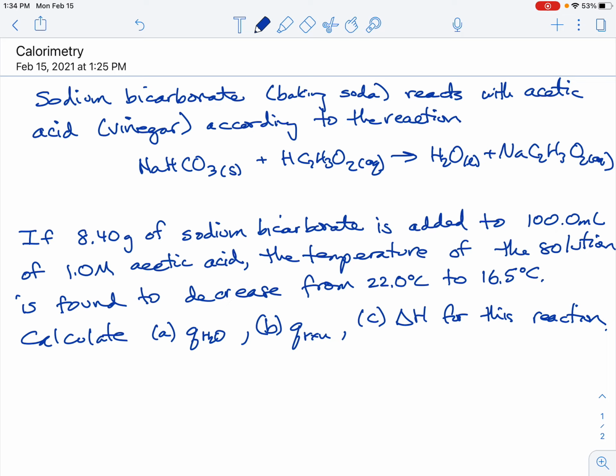So the setup is that sodium bicarbonate, which we also call baking soda, will react with acetic acid, aka vinegar, according to the reaction that I gave you here. This is the full reaction, and it's already balanced. All right. If 8.40 grams of sodium bicarbonate is added to 100 milliliters of 1.0 molar acetic acid, the temperature of the solution is found to decrease from 22 to 16.5 degrees Celsius. Calculate A, the Q for the water, heat for the water, B, the heat for the reaction, and C, the delta H for the reaction.